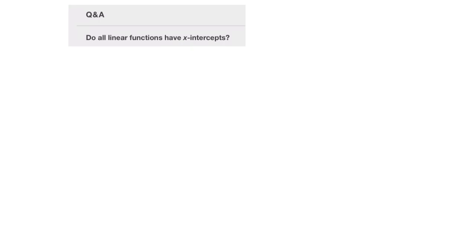Do all linear functions have x-intercepts? Take a moment to think about that for yourself.